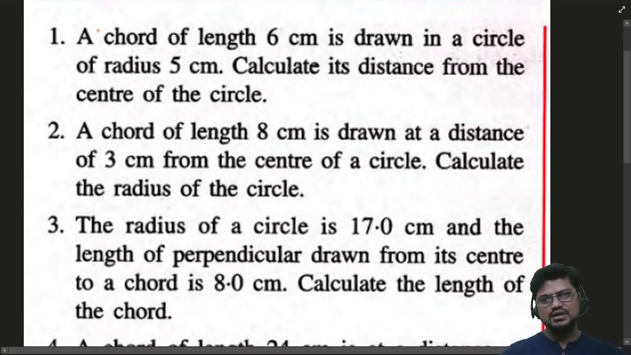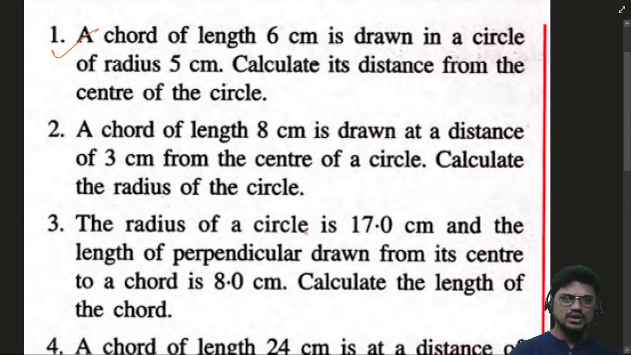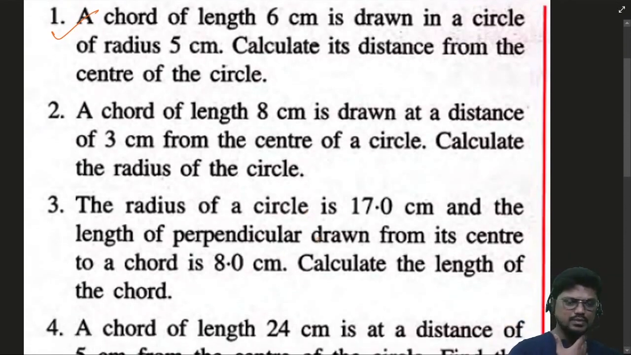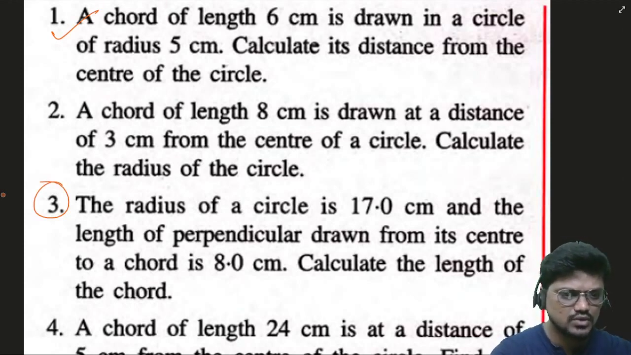The second question is just the same. You use the Pythagoras, you'll get the answer. A radius of a circle and the length of the perpendicular drawn from its center to the chord. Calculate the length of the chord. The same thing. Please solve this question and tell me what the answer will be. You have to give your answer personally to me and in the chat box.